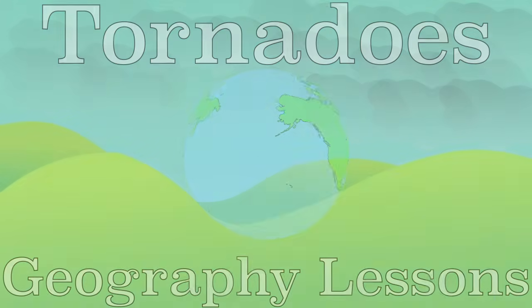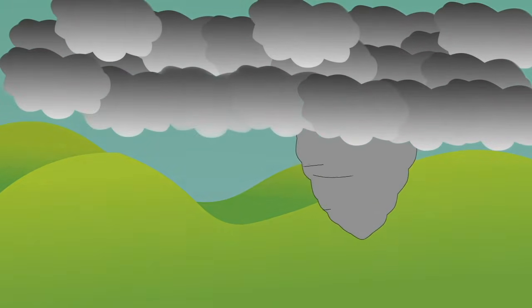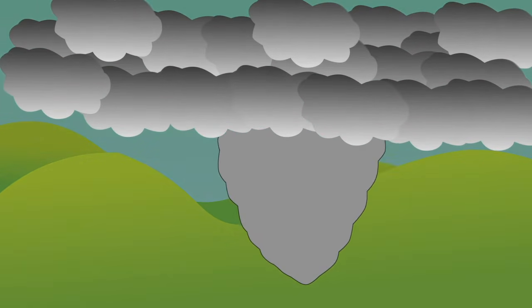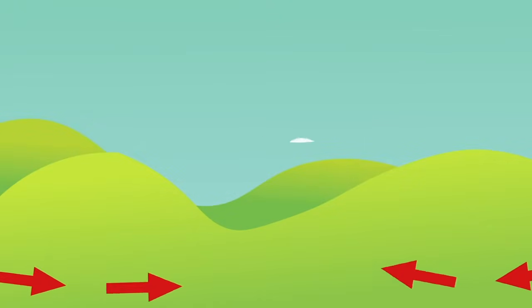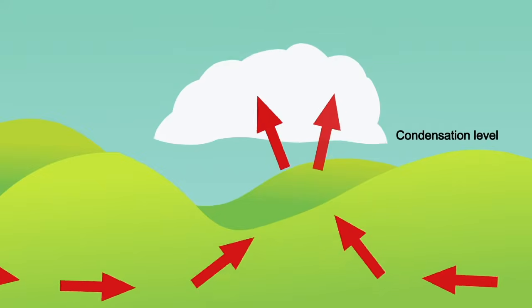Tornadoes arise from a specific type of thunderstorms. So, to investigate how tornadoes develop, it's important to first understand how thunderstorms develop. Warm air rises during a normal thunderstorm. When the air cools and reaches a certain temperature limit, part of the water vapor condenses.